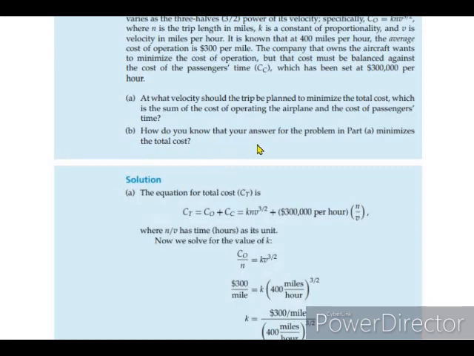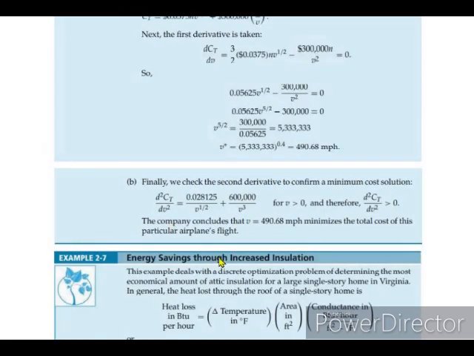How do you know that your answer for the problem in part A minimizes the total cost? So here we will just check it. To check it, we will just get the second derivative to confirm a minimum cost solution. So we'll get the second derivative of this equation, okay? That is the first derivative, c sub t over v squared, because it is already the first derivative.